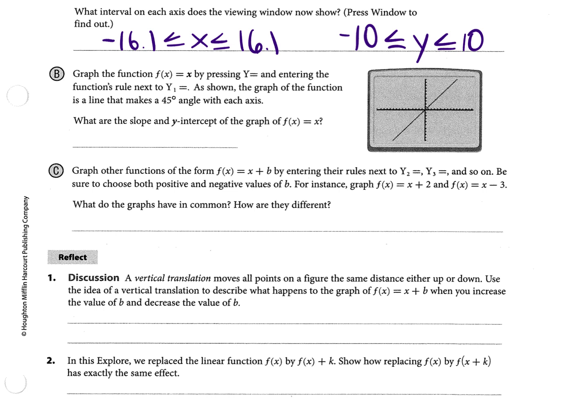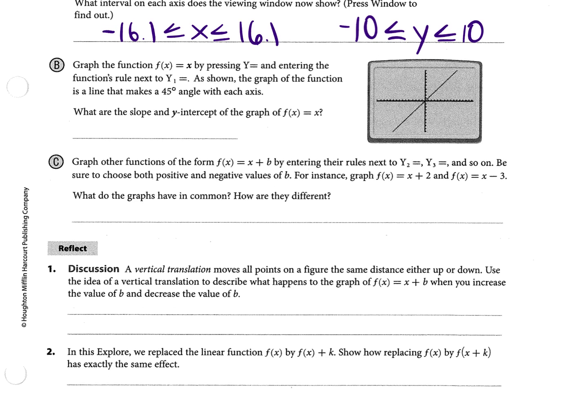And it says, what is the slope and y-intercept of this graph? The slope is 1 and the y-intercept is 0.